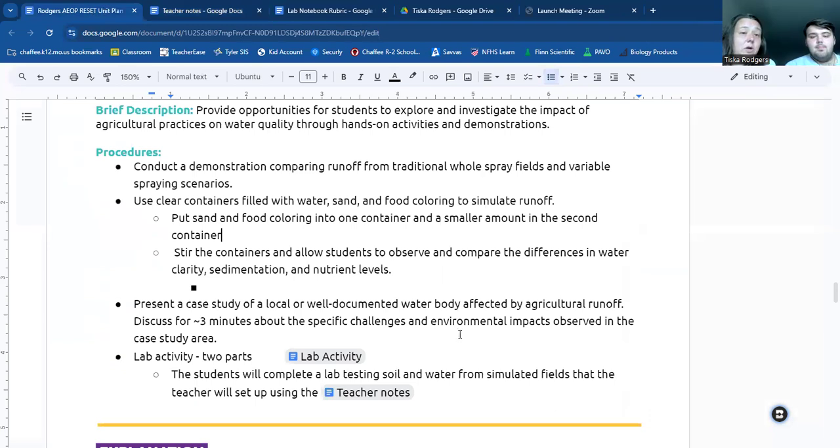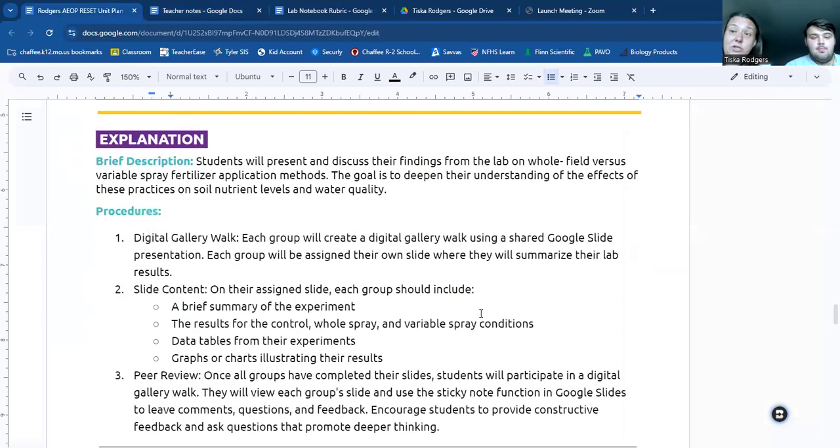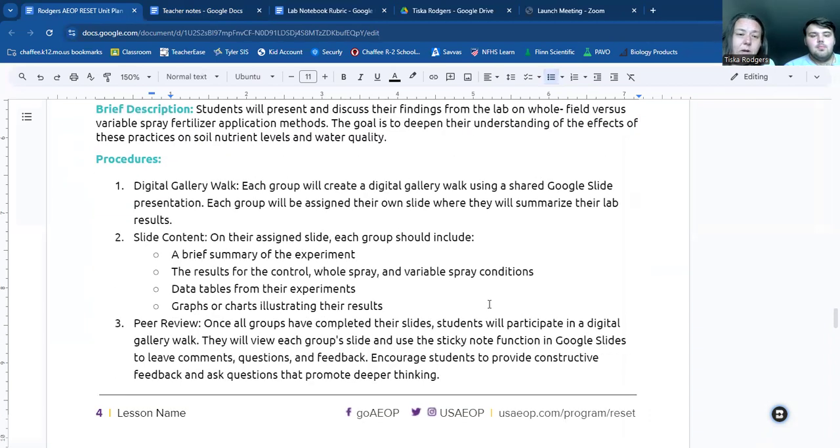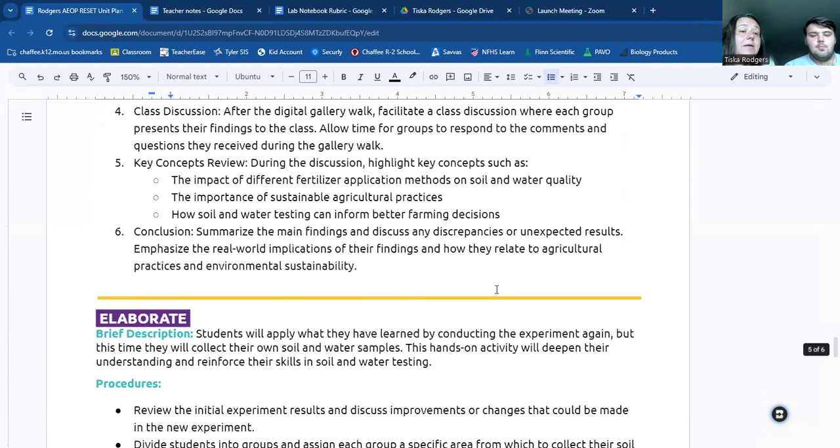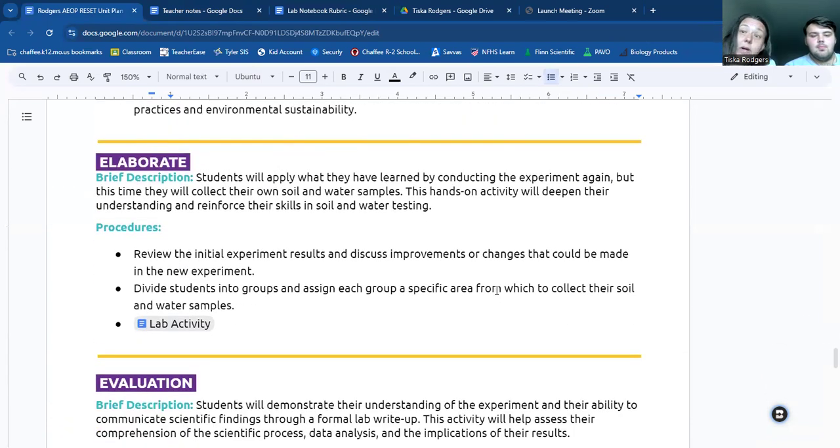Okay, so once we've done that explanation, we are going to have them put the results on a shared Google Slides presentation. Each group will have its own slide. And like I said, the results will go there from their controlled experiment. They will have access to the sticky note function in order to make comments on each other's work. They give questions, give feedback. We're going to encourage them to be positive and constructive.